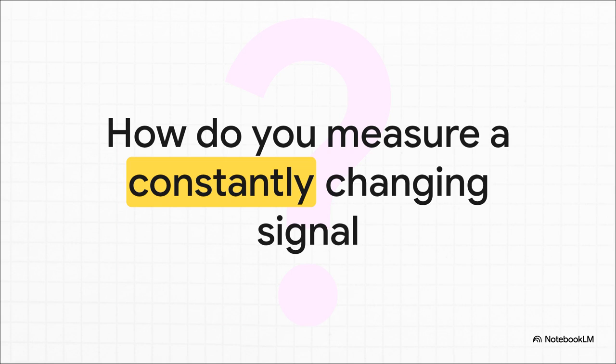Okay, but that brings up a pretty big problem. How on earth do you measure a signal that is constantly changing with infinite values and then give it one single precise number? You can't measure every point on the wave. That's impossible. So you got to be smart about it.